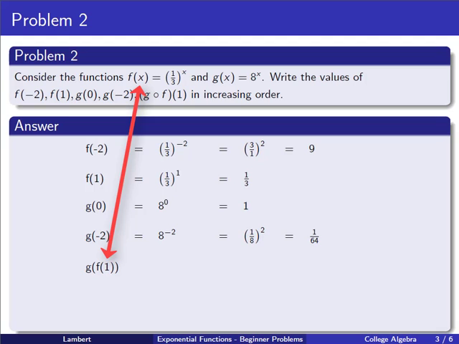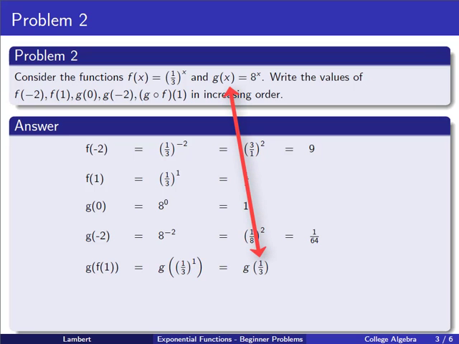So we have 1/3 raised to the first power. So this will be g of 1/3 raised to the first power, which is the same thing as g of 1/3. Okay, so now we want to plug in 1/3 for the g function. Well, if we plug that in, we get 8 to the 1/3, which is the same thing as the cube root of 8. And the cube root of 8 happens to be 2, because 2 times 2 times 2 equals 8.